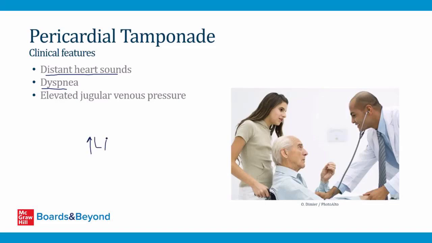We talked before about how the pressure goes up in the chambers in the heart, and when the left atrial pressure gets high, that can drive fluid out into lung tissue, causing pulmonary edema and dyspnea. And then finally, elevated jugular venous pressure is something you see whenever the right atrial pressure gets high. And I told you earlier how patients with tamponade will have high right atrial pressure.